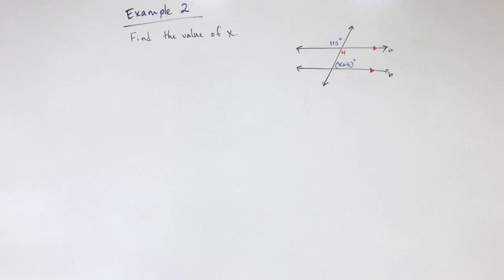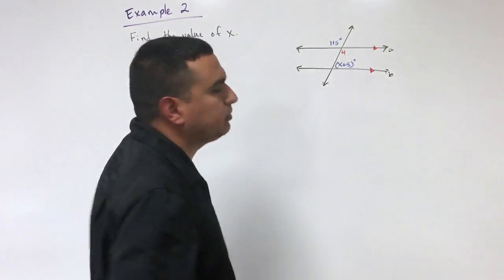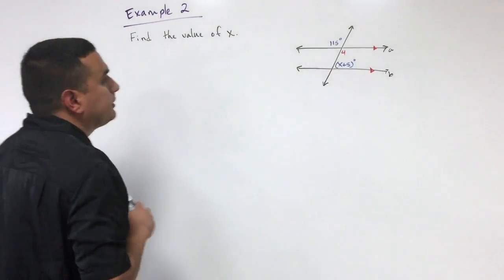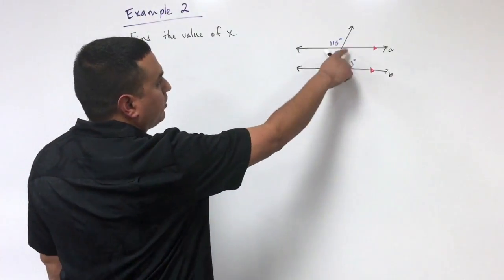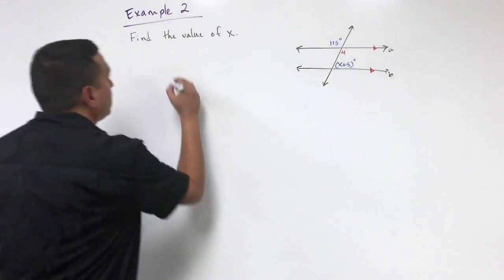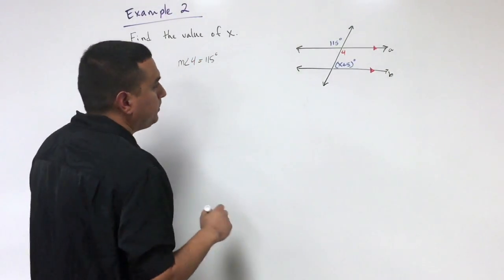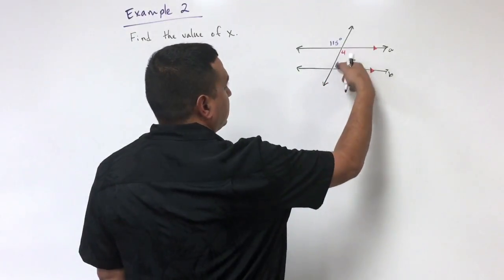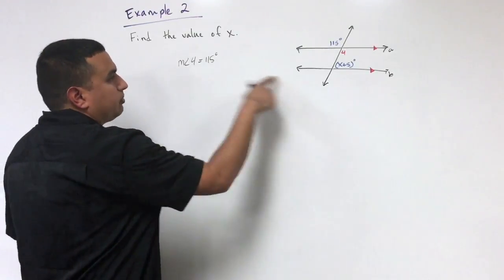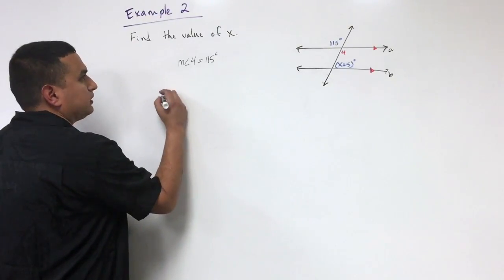Alright, example 2 says find the value of x. Looking at this example, I have two parallel lines, A and B. So we can use our angle relationships to come up with a way to solve for this x plus 5. I have this angle 4, and I know that angle 4 and this 115 are vertical angles. So the measure of angle 4 has to also be 115 degrees. Now this angle 4 and this x plus 5 are consecutive interior angles. So if I add the measure of angle 4 plus this x plus 5, that has to equal 180.